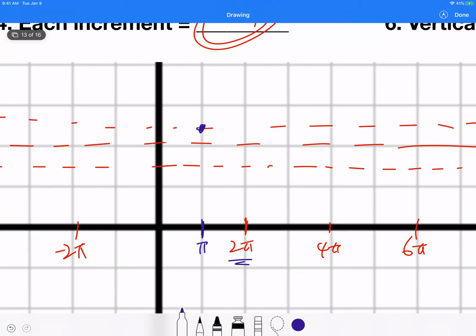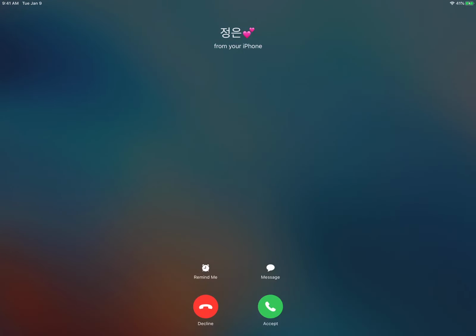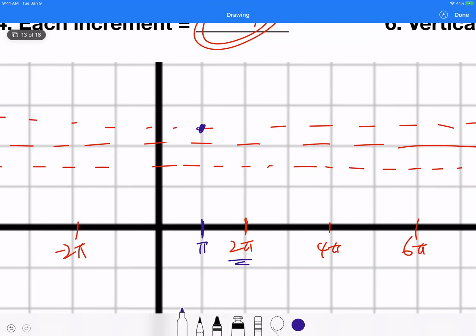Then what's my next point? Where is my next point going to be? Well, you know that every increment, the next point is going to be at 3 pi here, because you need to move 2 pi units to the right. So this point that happened at 3 pi is going to be at middle. And then the 2 pi that comes after that would be 5 pi, which would be down here.